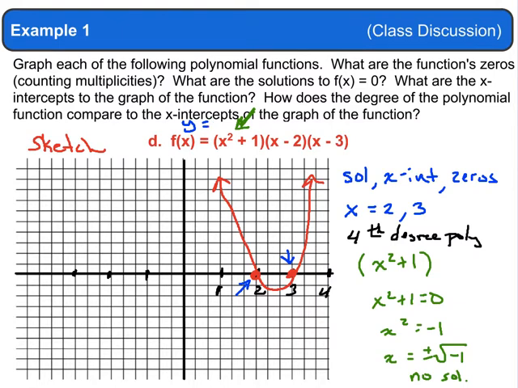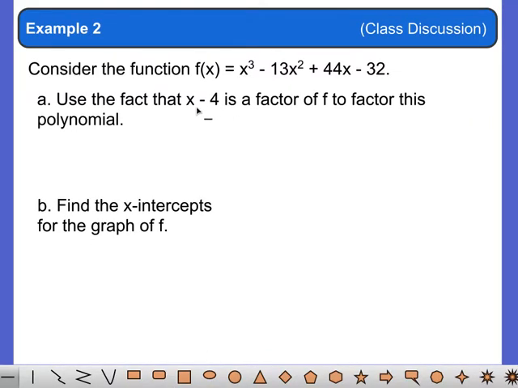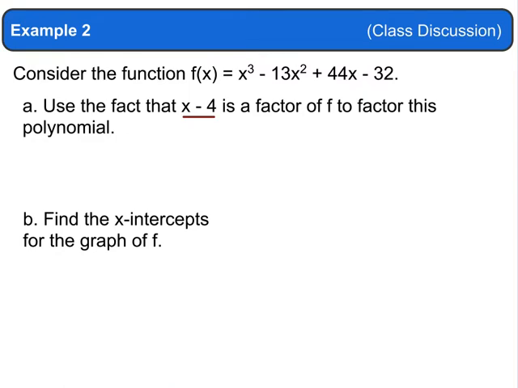Let's look at example number 2. It says, consider this function. Use the fact that we know that x minus 4 is a factor of this polynomial. So they're saying if we know it's a factor, that means we know that we can divide. So we could take this x minus 4 right here, and we can divide it into our polynomial to find out how many times it will divide.